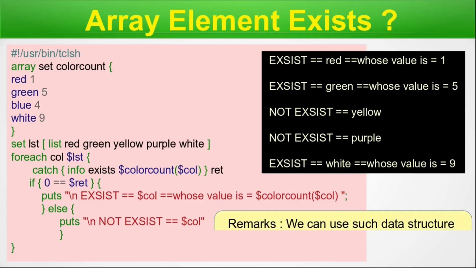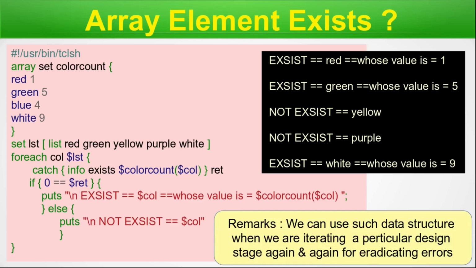One remark here: we can use such a comparative data structure when we are iterating for a particular design, to make it perfect or achieve our design goals, for eradicating errors. For example, say there are 10 or 20 nets on which we are doing something, and each net has a corresponding value, say load or slew, which comes as an outcome.